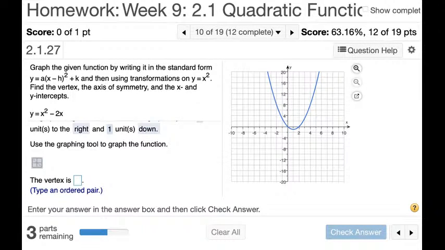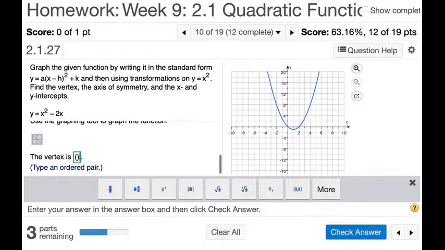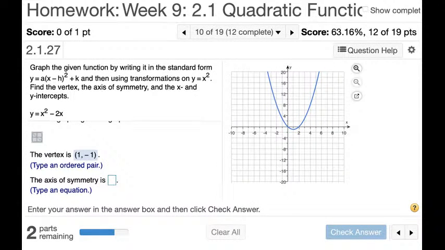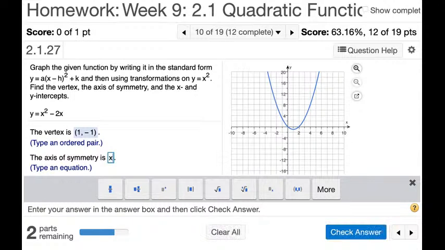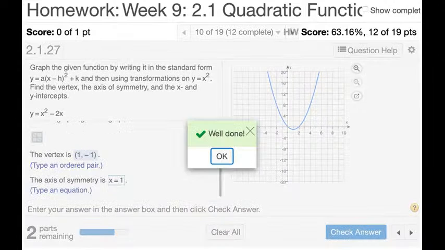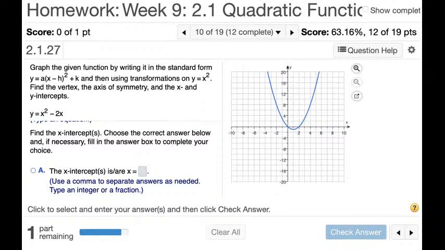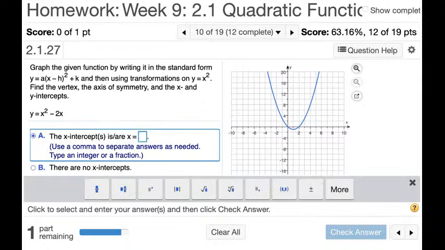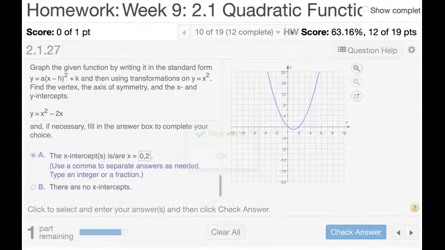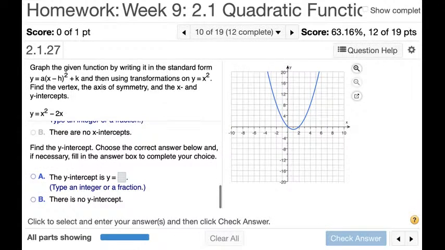Then the vertex. The vertex was 1, -1. Parentheses 1, -1. Okay. Axis of symmetry is going to be the x-coordinate of the vertex, so this is going to be x equals 1. Okay. X-intercepts, we found them to be 0 and 2. We said 0, 2. And the y-intercept we said was 0, just the origin. Okay, I think that's the last part.